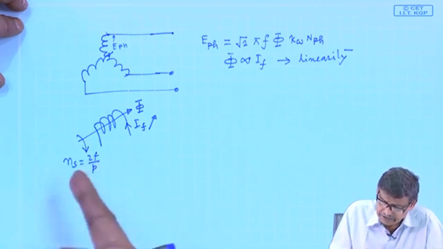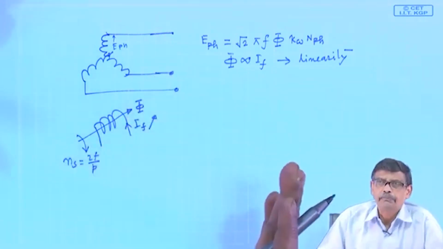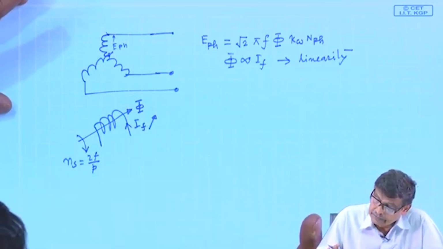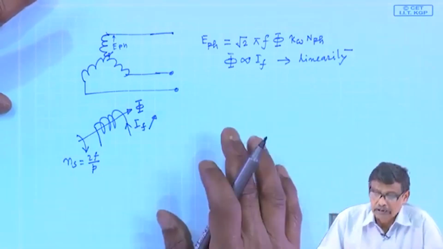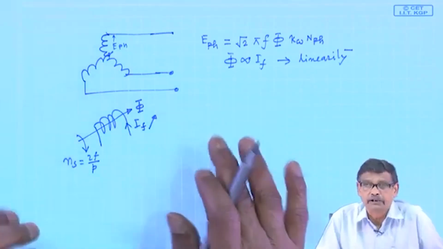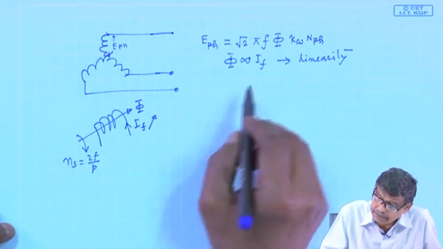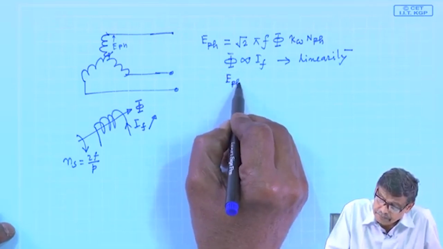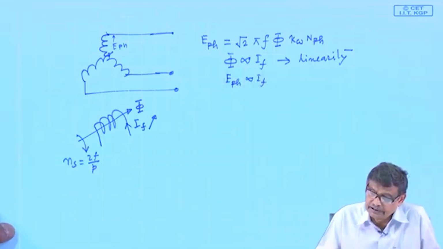What is f? f is the frequency which you want to generate. In our case it will be 50 hertz in India. So phi and IF are proportional, and this lecture is very important. See what we are trying to do. Therefore it looks like E phase will also be proportional to IF.